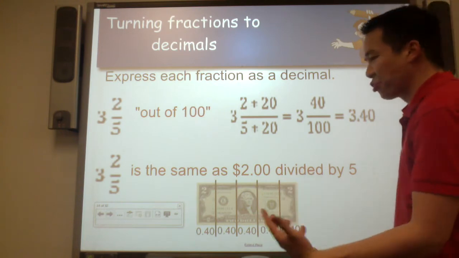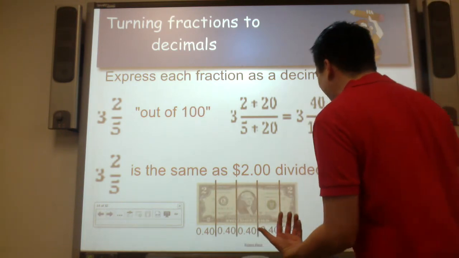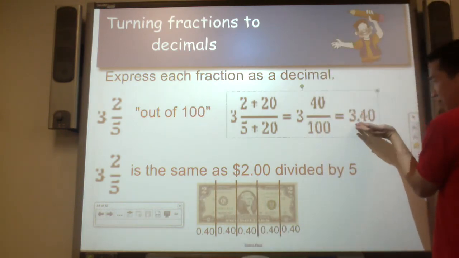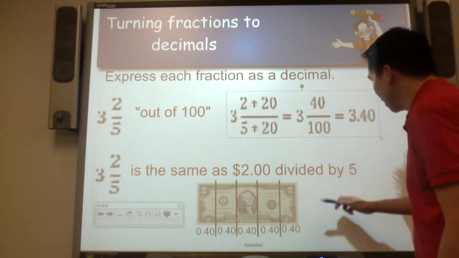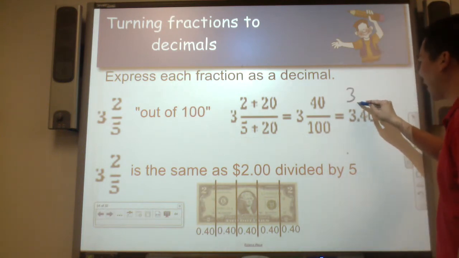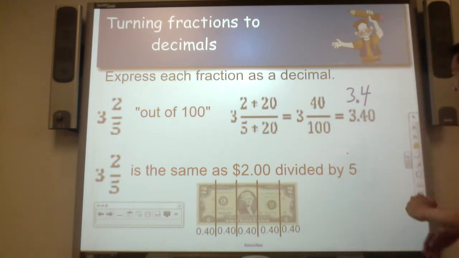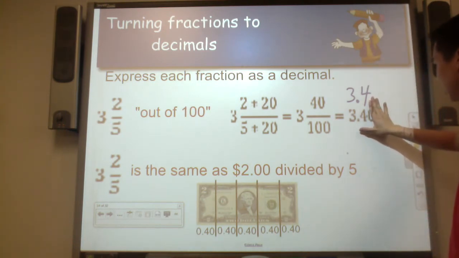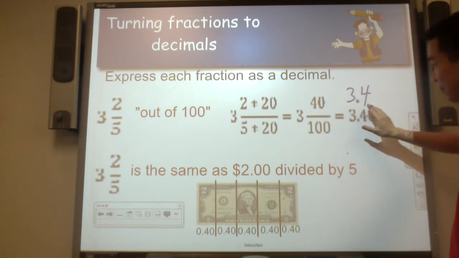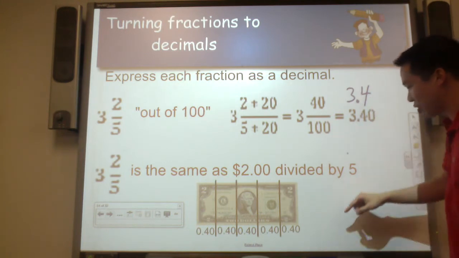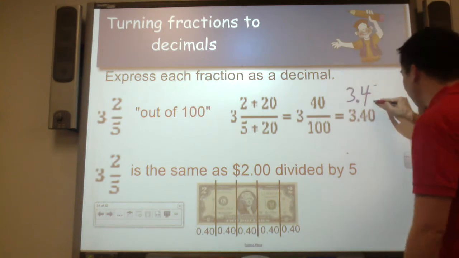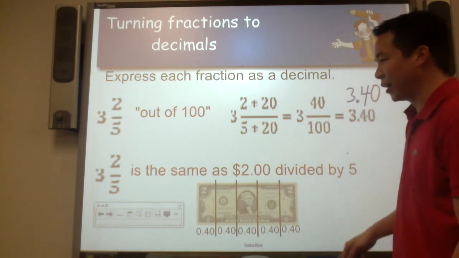How would you write 3 and 40 hundredths as a decimal? 3, decimal point, 40. Could you also rewrite it as this? Would this be a suitable answer? Let's see. If I took off this 0, that's not really necessary here. Yes, it can be. Or you could annex an extra 0 at the hundredths place. It means it's the same. It's equivalent.